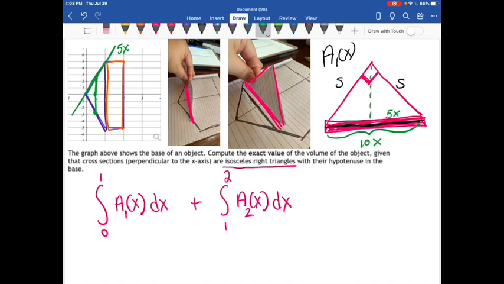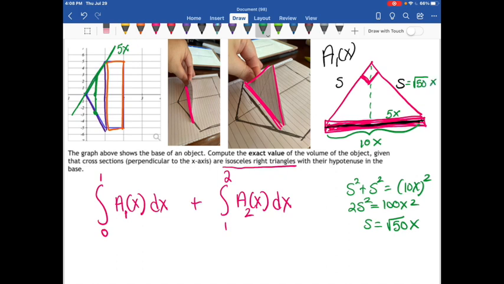Now, using Pythagorean theorem, we can figure out what the sides are, what those values of s are, because we can say s squared plus s squared is equal to (10x) squared. Because remember, those sides are the legs, and then the 10x is the hypotenuse. So that gives us 2s squared is equal to 100x squared. And when I solve this and keep going, you're going to find that s is going to be the square root of 50 times x. So that's going to be this side here.